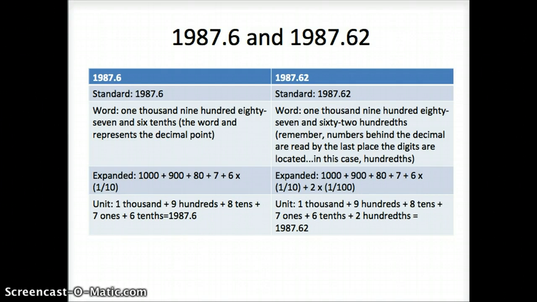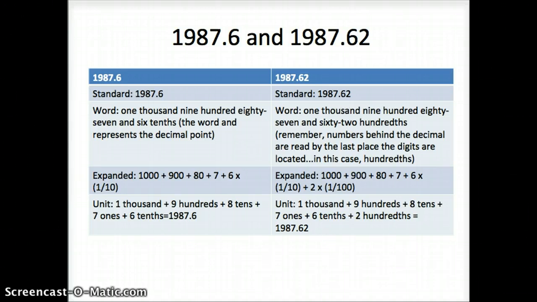In expanded form, we have 1000 plus 900 plus 80 plus 7, and for the decimal part, we have plus 6 times 1/10. Notice the 1/10 is in parentheses because that represents we are in the tenths place and we multiply it by a value of 6. Unit form is 1 thousand plus 9 hundreds plus 8 tens plus 7 ones plus 6 tenths to equal 1987 and 6 tenths.